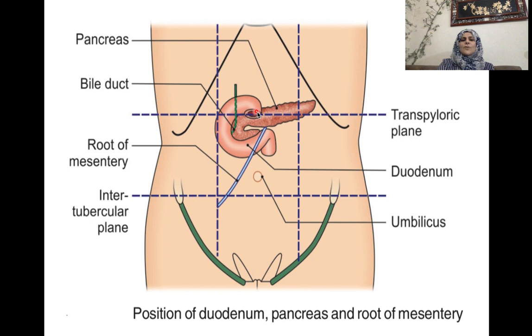It starts from the pylorus. The length of each part: the first part is 2 inches, the second part is 3 inches, the third part is 4 inches, and the fourth part is 1 inch. احنا كنا نعرف انه 1 inch is equal to 2.5 centimeter. So the first part is 5 centimeter. The first 2.5 centimeter of it is covered with peritoneum, by the right margin of the lesser omentum from above, and the margin of the greater omentum below. And this is the mobile part of the duodenum. The second 2.5 centimeter part of it is fixed, not covered by peritoneum.